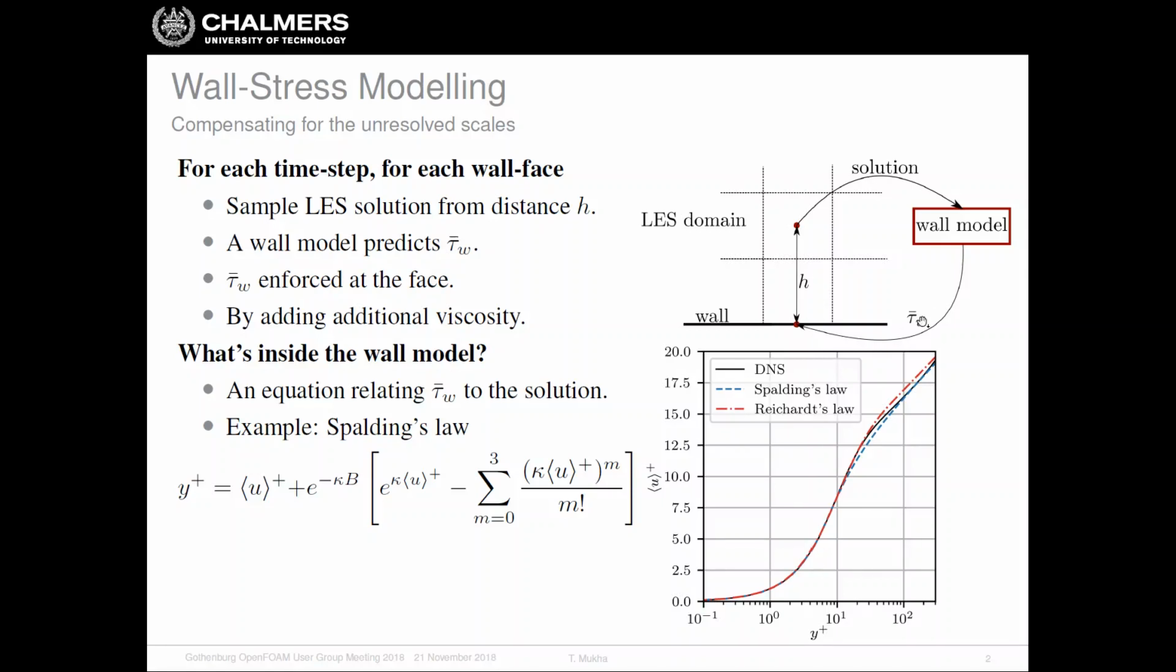And when we get this output, the third step is to actually enforce this computed value at the center of a wall face. There are also several ways one can approach this enforcing. One of them, and the one we are going to use here, is that you add some additional viscosity at the face in order to enforce the correct value of this quantity. So what's actually inside the wall model? What's inside the box?